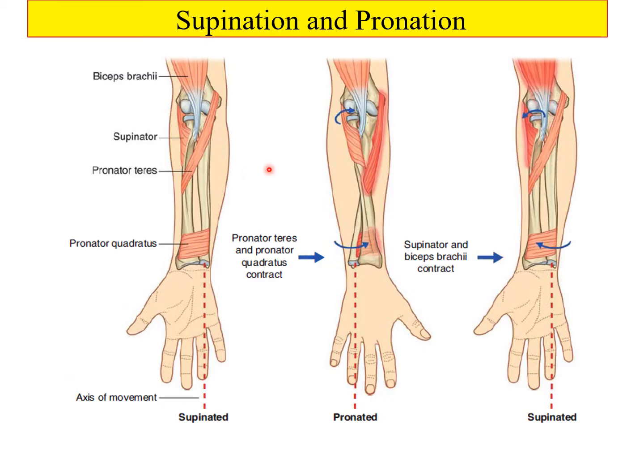Already in the previous lecture, we talked a little bit about supination and pronation. So here we can see supination. The vertical axis is passing through the ring finger. As we can see, this is the anterior view, this is the posterior view, and then anterior view. So the two muscles of the forearm, pronator teres in the upper part and pronator quadratus in the lower part, help in the movement which is known as pronation. So pronation is done by pronator teres and pronator quadratus.